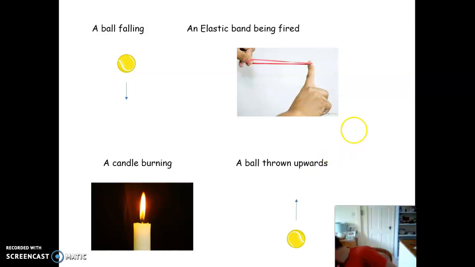Now, I can find the ball that I've just fired across the room. Bear with me.